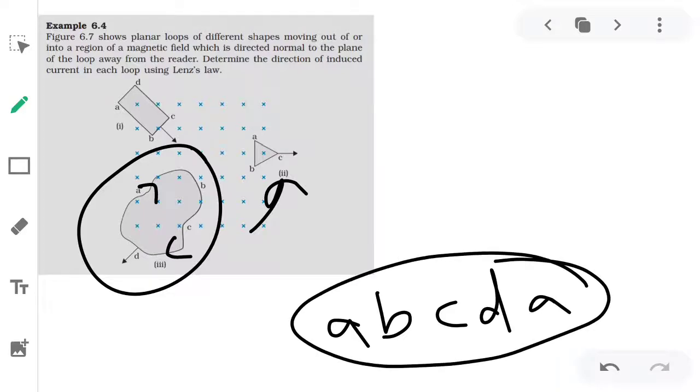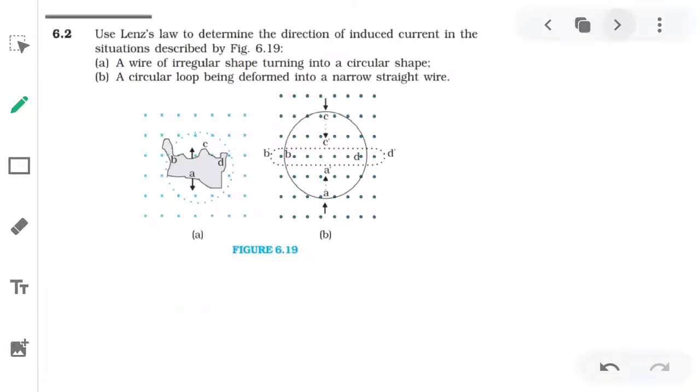So if it comes in the final exam, you don't need to explain everything. Simply find orally first what the direction is and just mention, as per Lenz's law, the direction of induced current will be whichever way it is, clockwise, anti-clockwise, A, B, C, D, A or whatever. Let us come to the next question now.